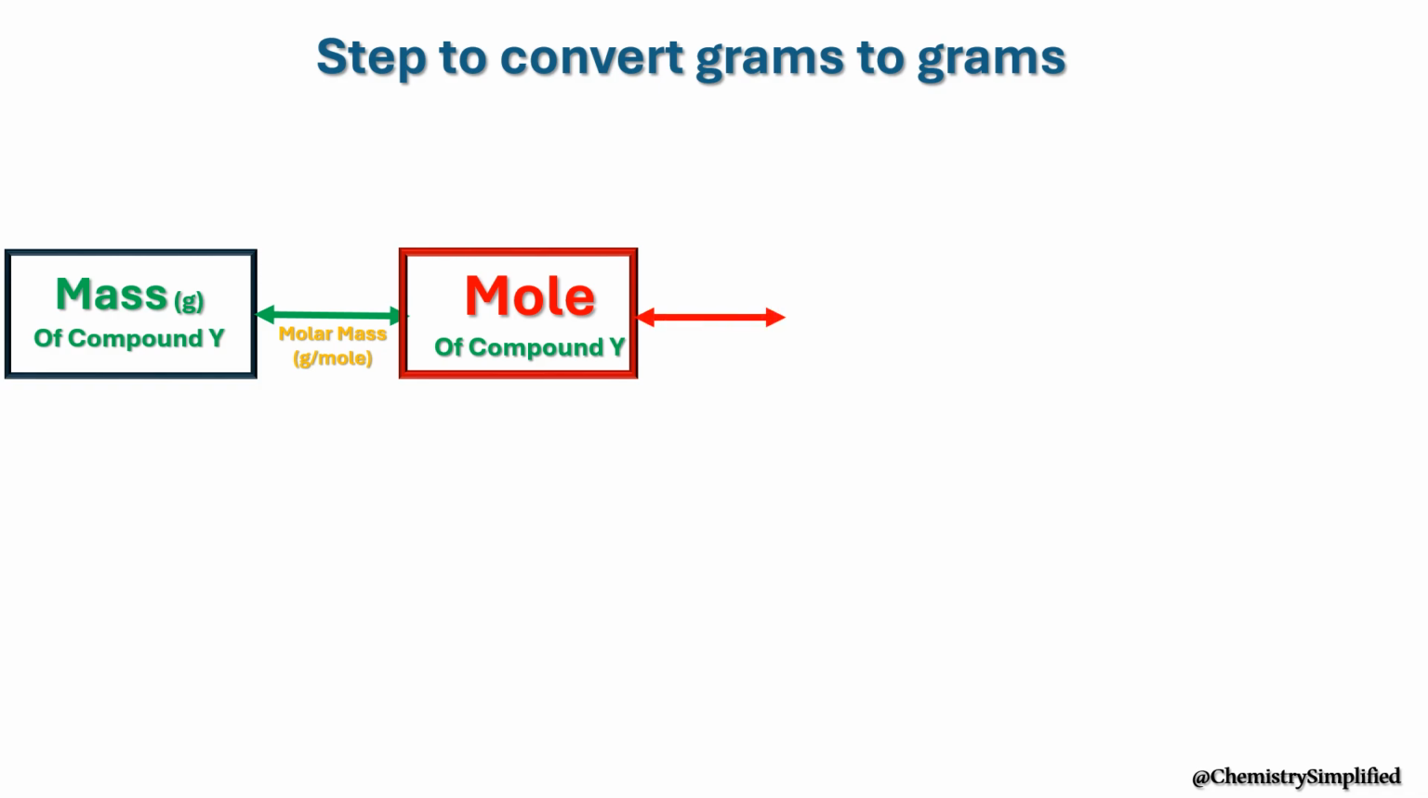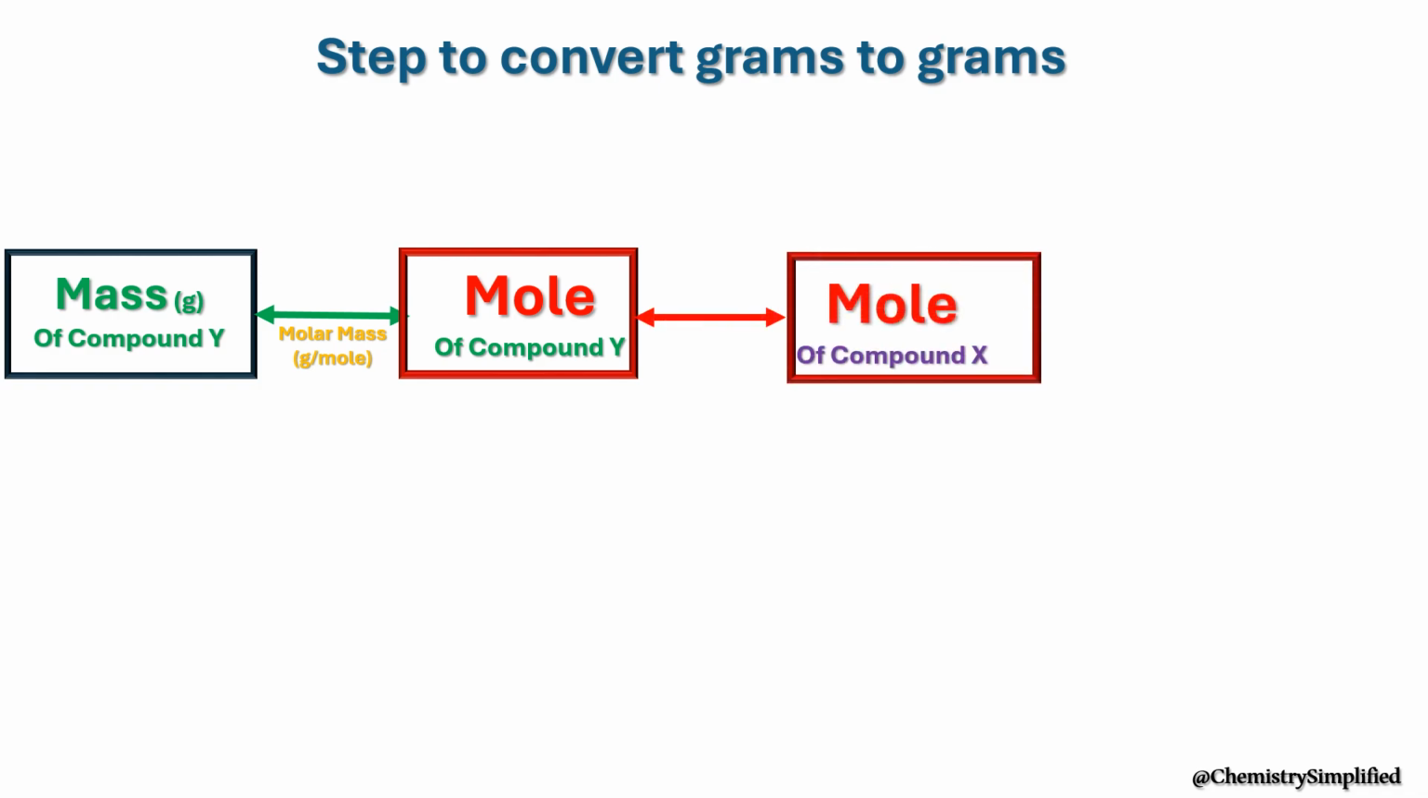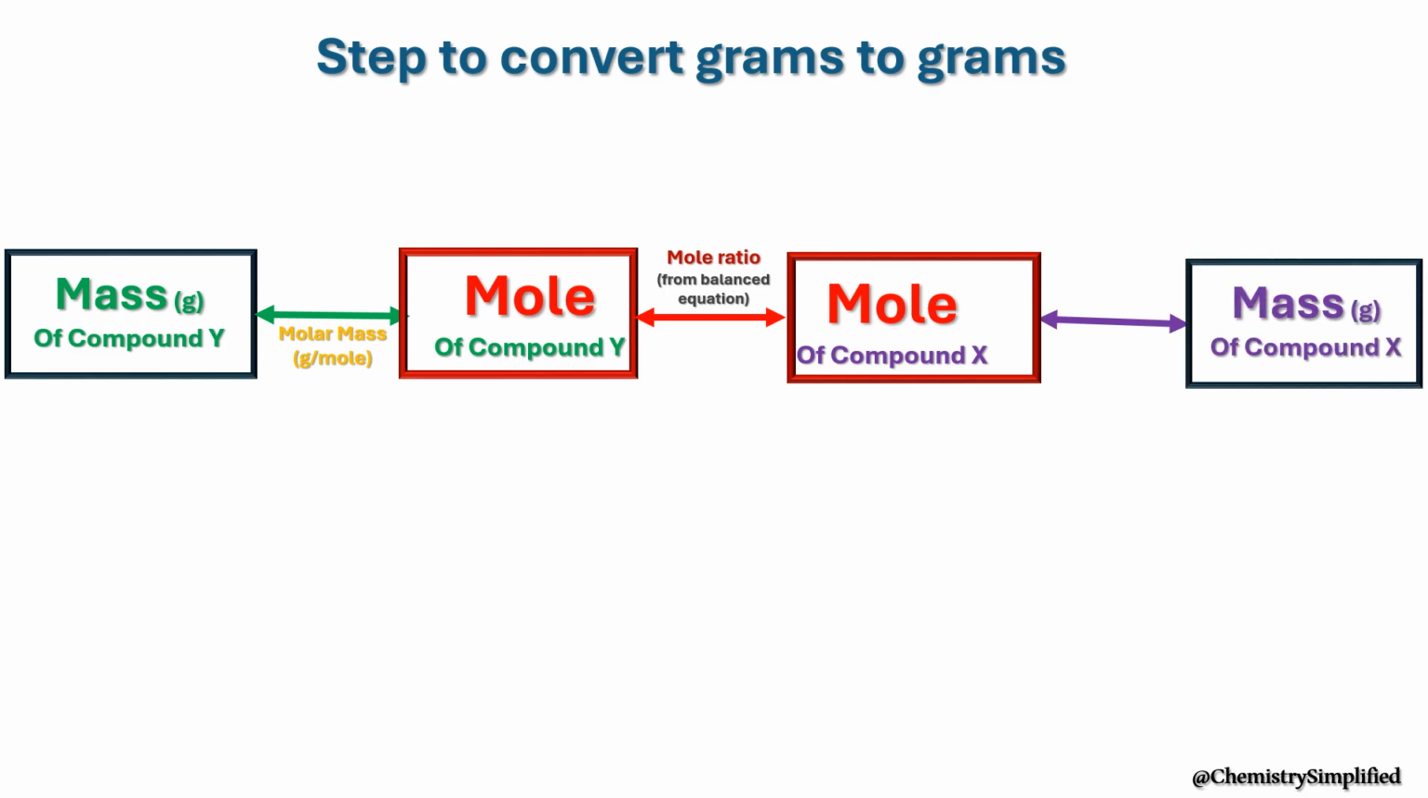Then we'll take the moles of Y, convert it to moles of X, and in order to do that we need to use the mole ratio from the balanced equation. And lastly, we can convert the moles of X into grams of X. This time we would multiply by the molar mass.